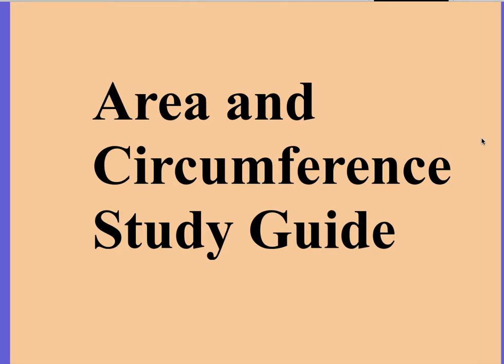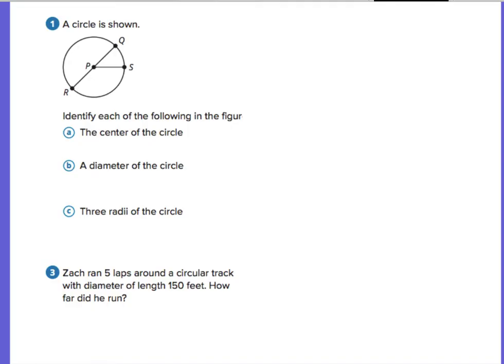All right, everybody, here is our area and circumference study guide. So let's check it out and see what we need to work on. So the first one says the circle is shown. Identify the parts of it. So center of the circle is right there, letter P.